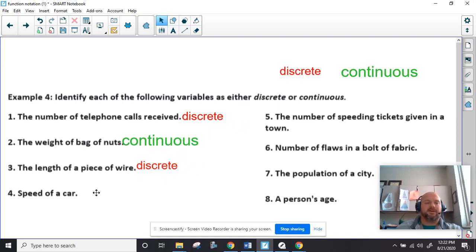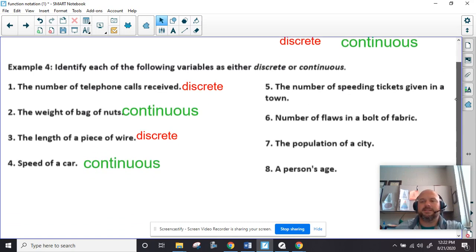Okay. The speed of a car. Now, this one's very vague. I don't like this per se. But think about it when you get in a vehicle. The speed changes. Even if you have it set on cruise control, it changes. So it's continuously changing.